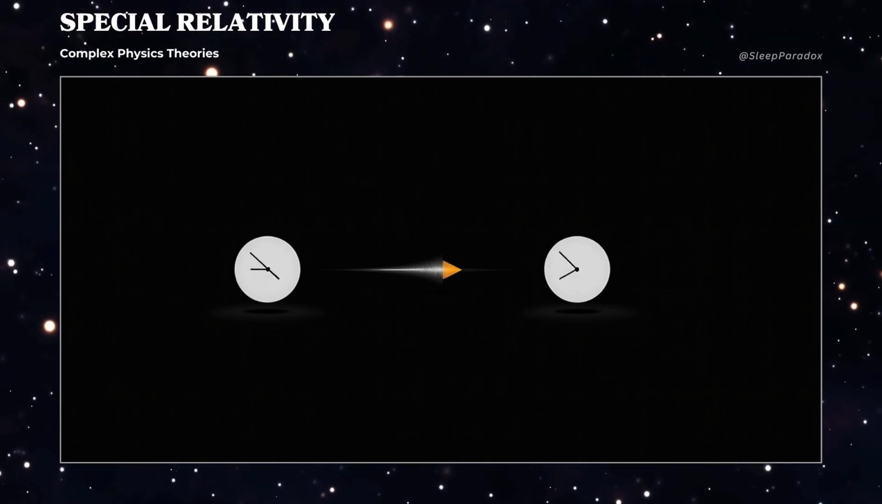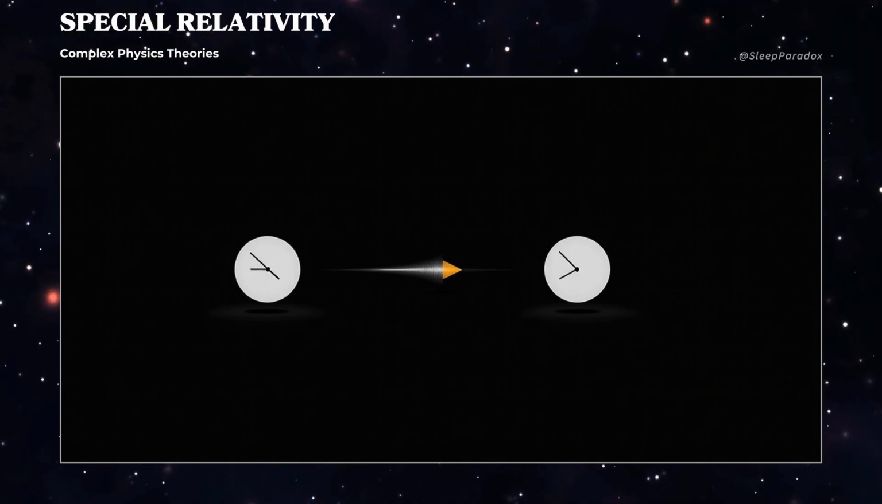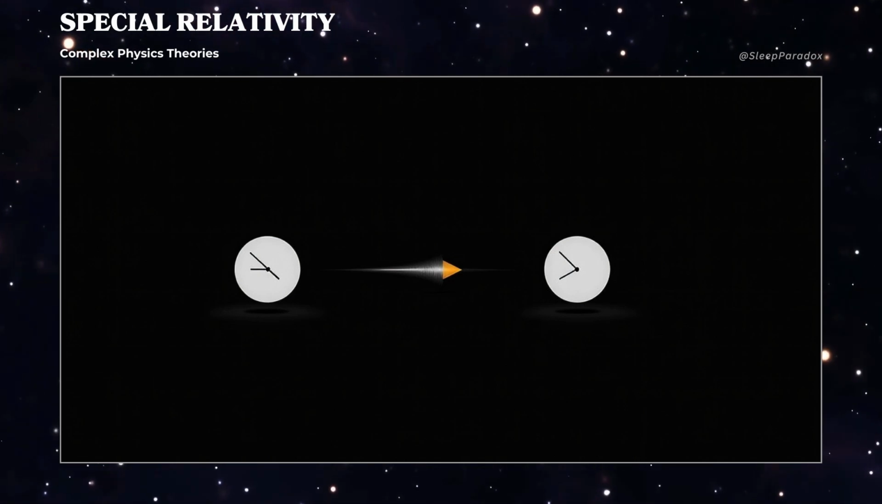This principle explains how the sun shines, how nuclear reactions work, and why energy and mass can be converted into each other under the right conditions.